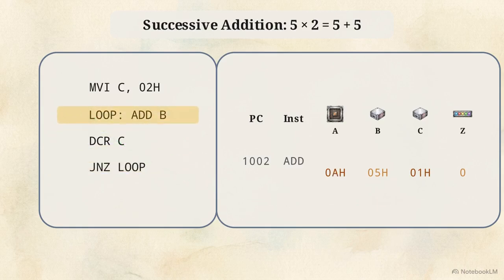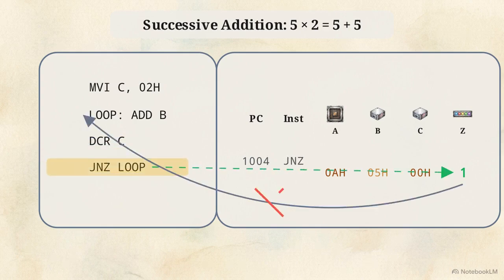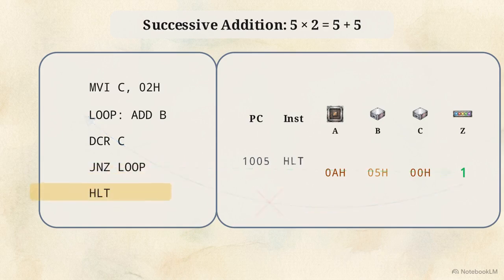On the second pass, the accumulator reaches 10, or 0A hex. When DCR C decrements the counter to 0, the processor automatically sets the zero flag to 1. The JNZ instruction, jump if not zero, checks this flag, sees it is now set, and stops the loop.